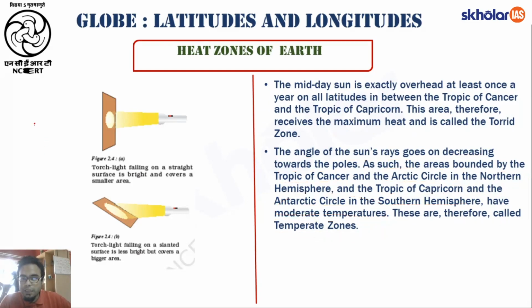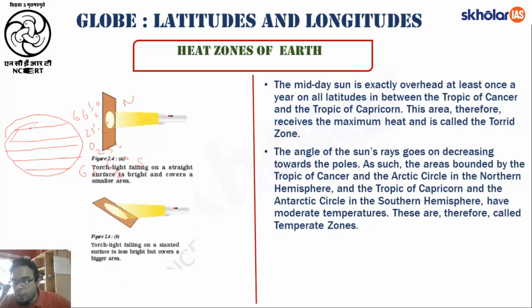So if this is the circle, this is the earth, here we have the equator, here we have the Tropic of Cancer and the Tropic of Capricorn, 23.5 degrees, right? So here what do we have? We have the Arctic Circle, 66.5 degrees north, and here we have the Antarctic Circle, 66.5 degrees south, right? So these two areas, one present between the Tropic of Cancer and the Arctic Circle, and the other between the Tropic of Capricorn and the Antarctic Circle, they are called as what? They are called your temperate zones.